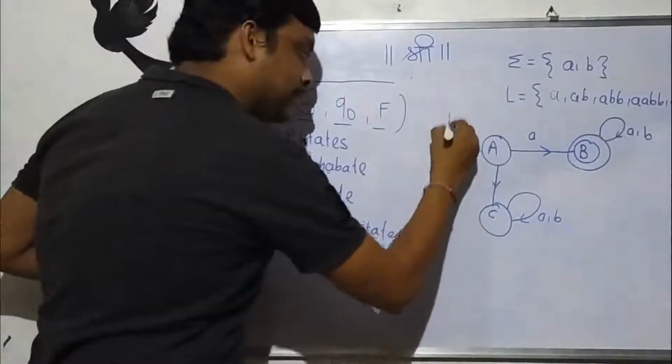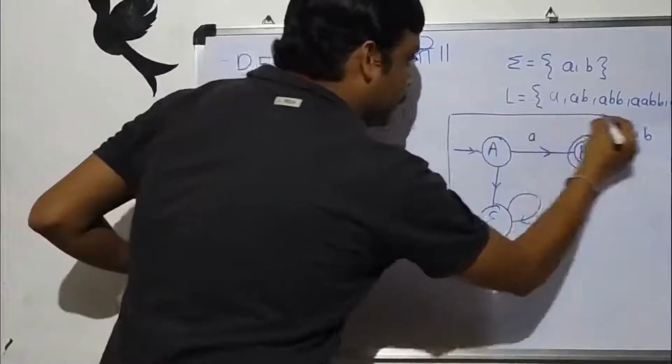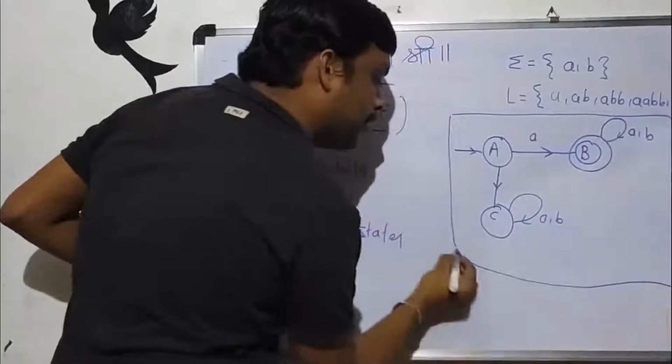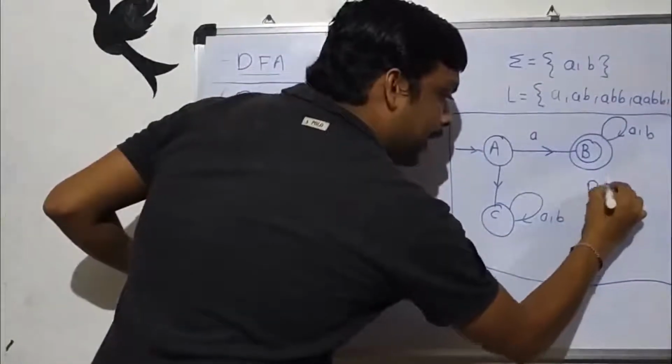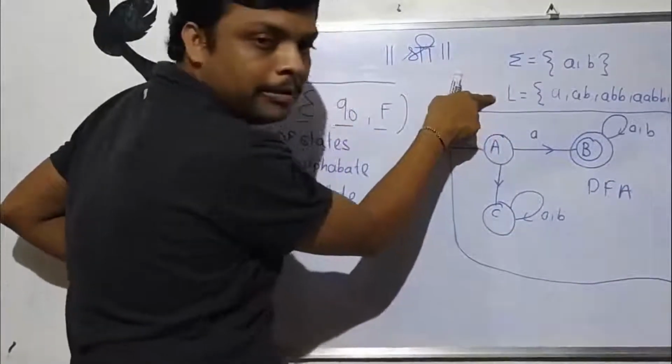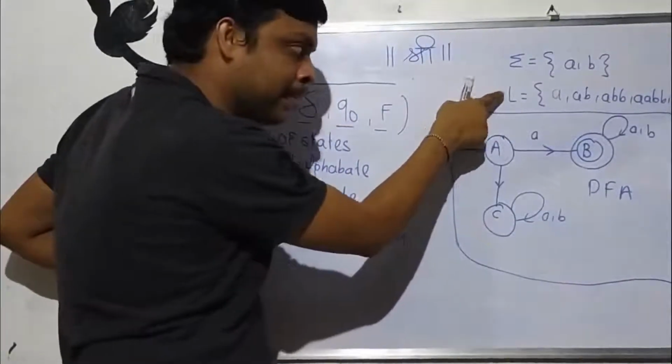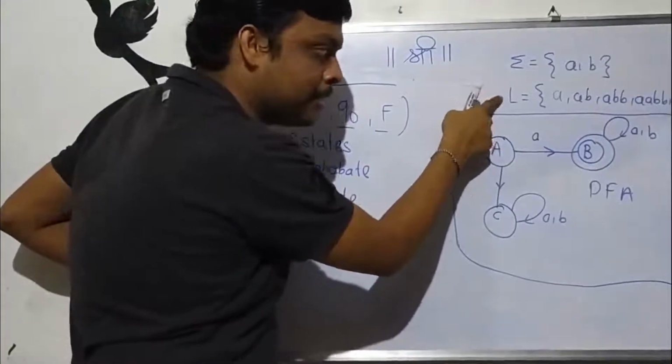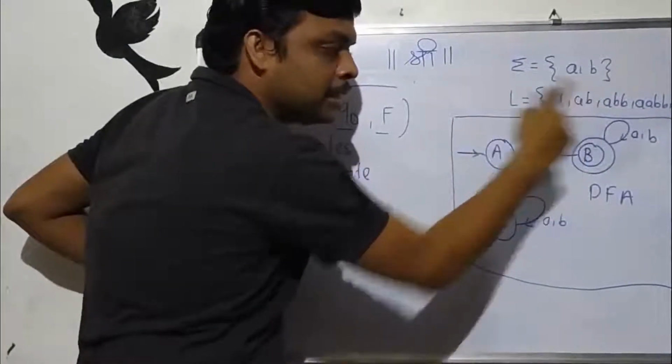Now I want to discuss this particular definition with the help of this diagram. In my last session I said this diagram is a diagram of a DFA, and this is a DFA of this language L. And this language L represents all strings that start with a.